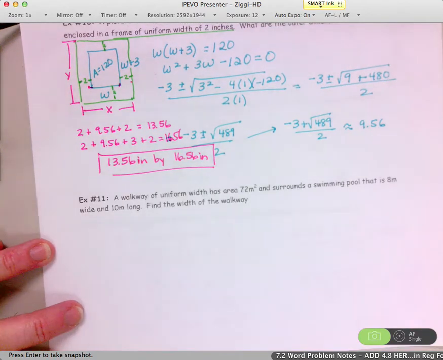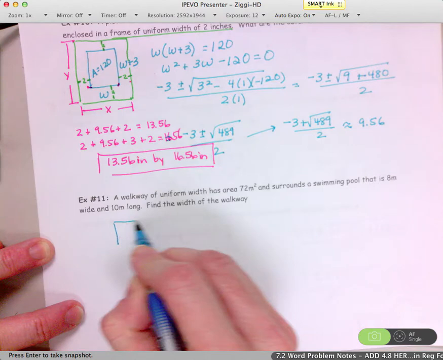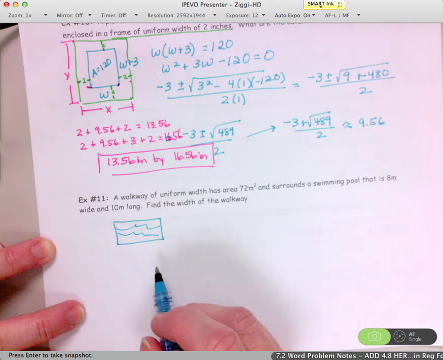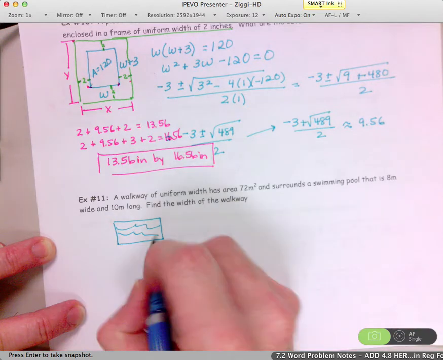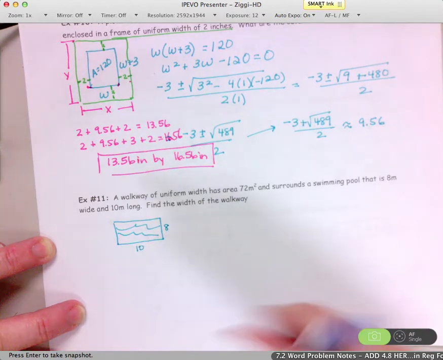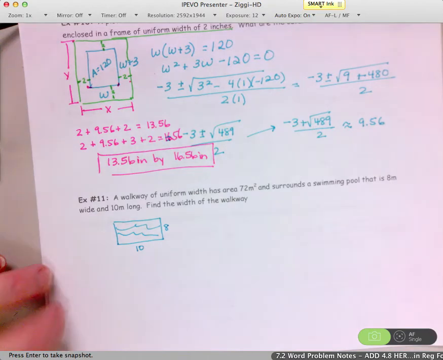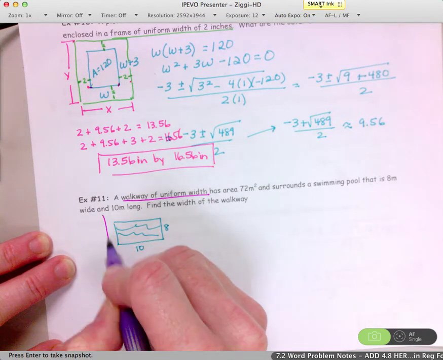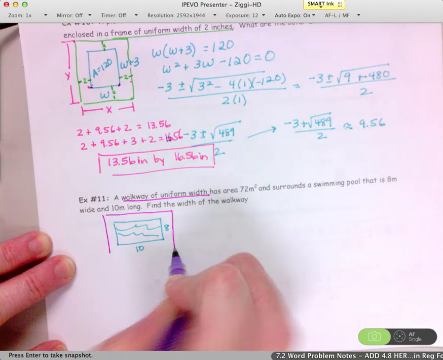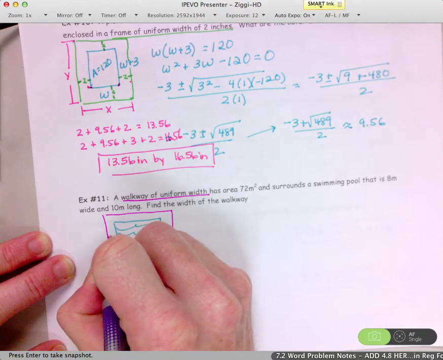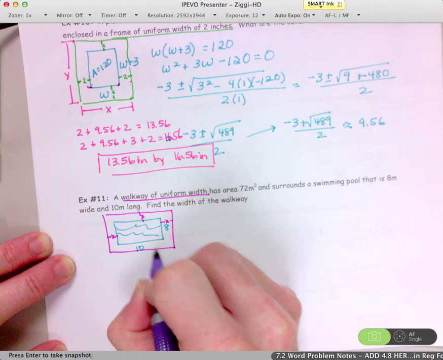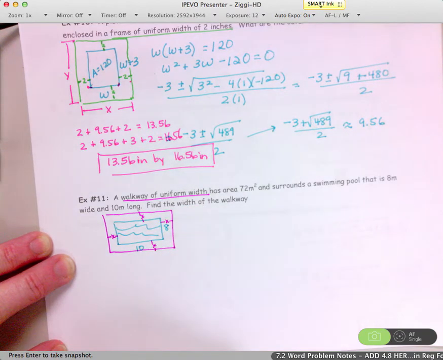I'll use blue. We have a swimming pool right here, and there's our little swimming pool. And it is 8 by 10. And then we have a walkway around it. When they say a walkway of uniform width, that just means this walkway here, the distance from here to here is x, here to here is x, here to here is x, and here to here is x, just like in the one above it.